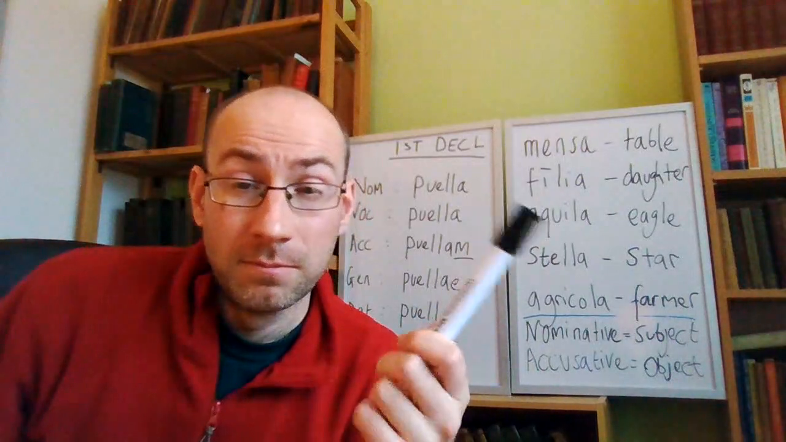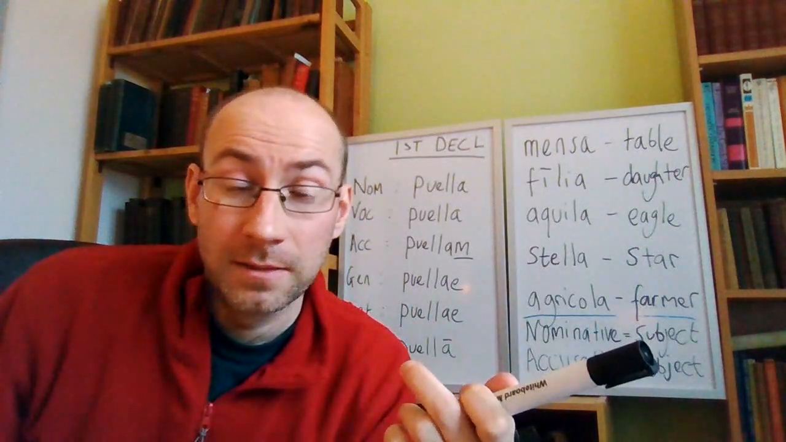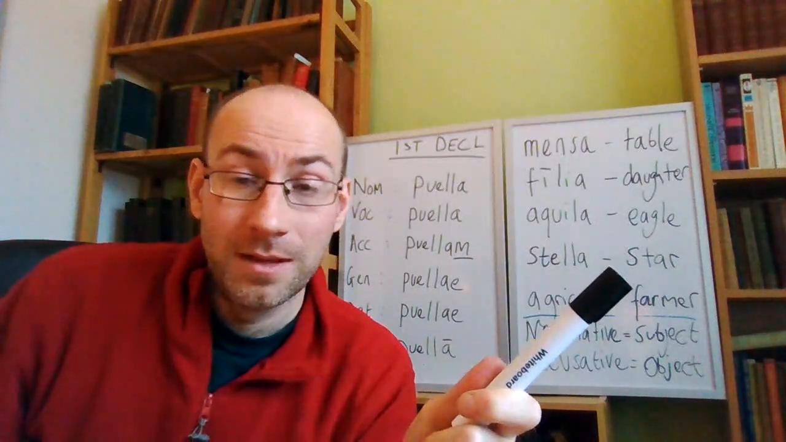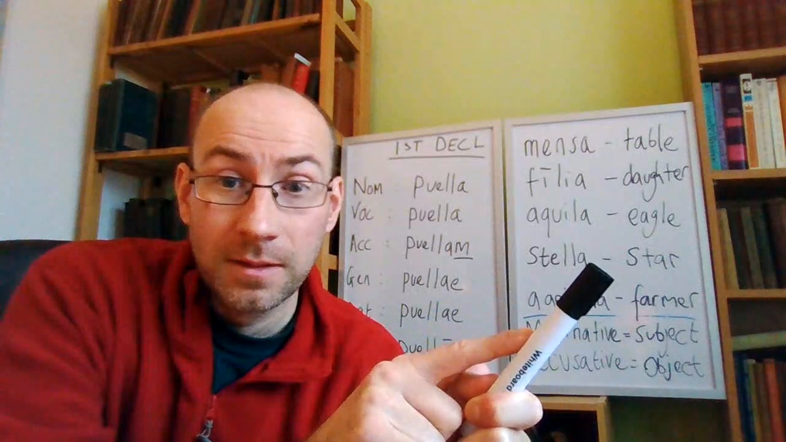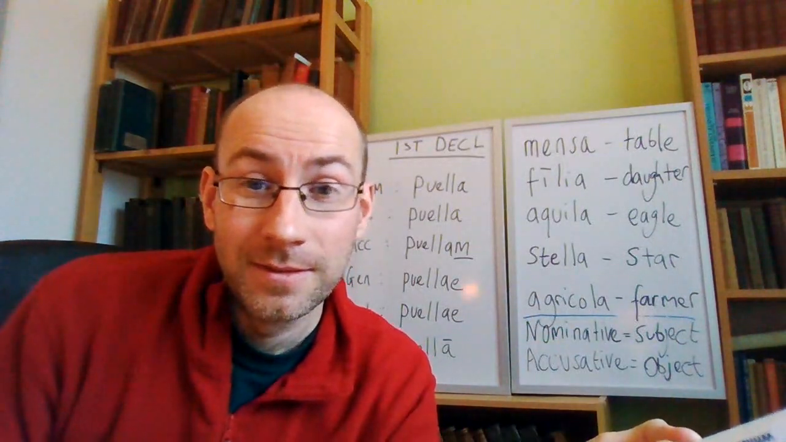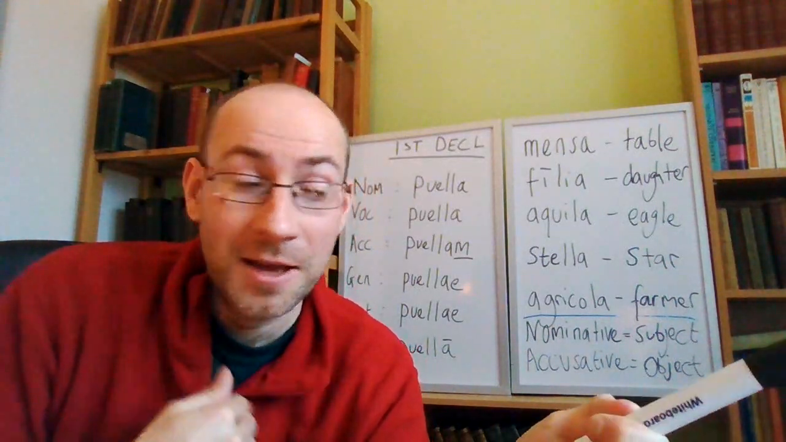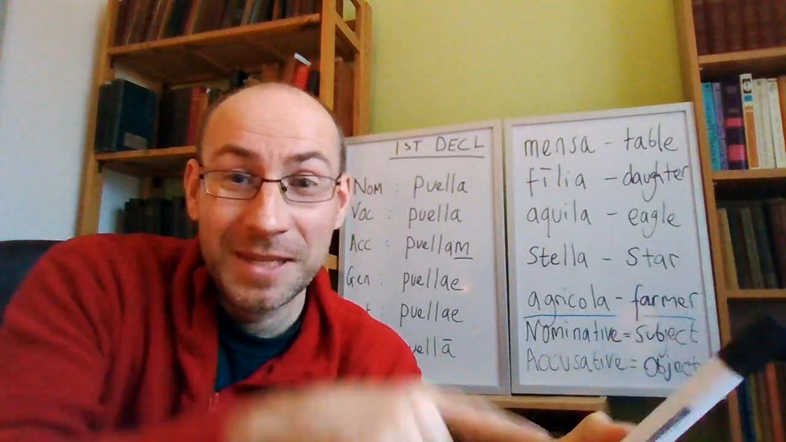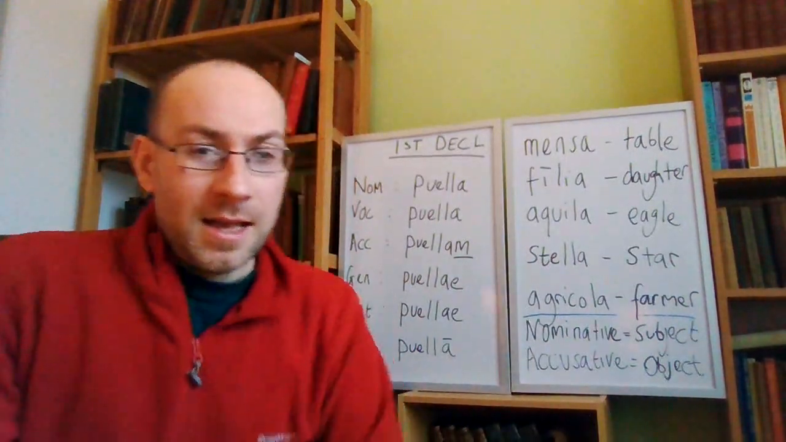The black pen, nominative. Subject. The pen is new. The pen is black. I hold the pen. I, subject, hold, verb, the pen. Accusative, it's my object. I see the pen. The teacher has a pen. Who's doing the having? Who has? The teacher, subject. The pen is being had or held. Accusative. I think you get the point.